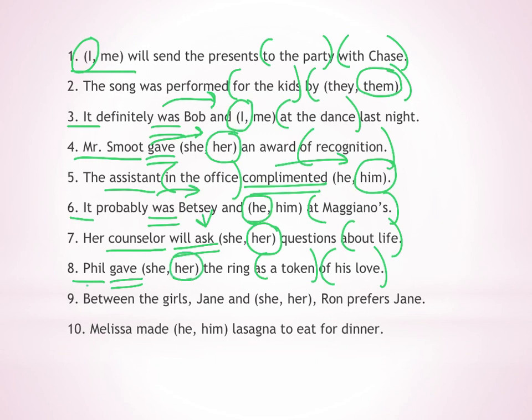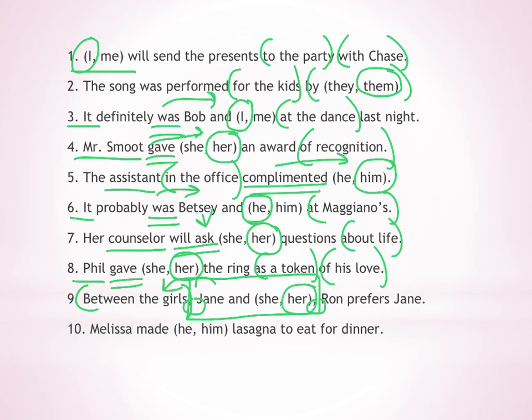Number 9. Between the girls is a prepositional phrase. Now this is interesting because notice these little commas here. This indicates that these words right here are replacing girls. So theoretically, girls as well as Jane and she or her are all inside this prepositional phrase. So inside a prepositional phrase, we choose objective case pronouns. So therefore, we would choose her.